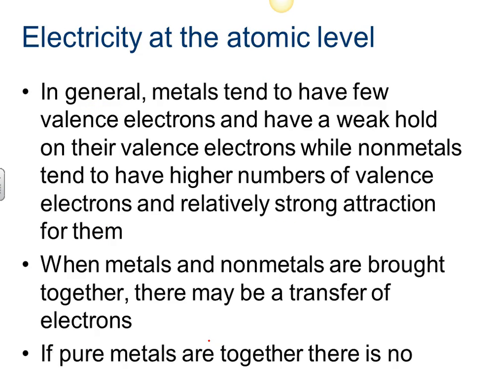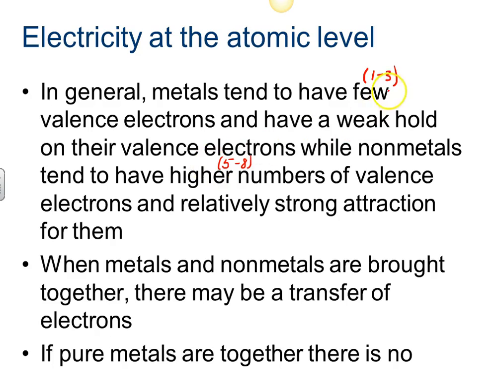So the question again is why? And the answer to the question comes down to what elements have a tendency to do. In general, metals tend to have very few valence electrons. By few, that's usually 1 to 3. And they have a weak hold on their valence electrons. So they have very few of them, and they hold on to them weakly, while nonmetals tend to have higher numbers of valence electrons and relatively strong attraction for them. So they hold on to their electrons more tightly, and that higher number is usually 5 to 8.